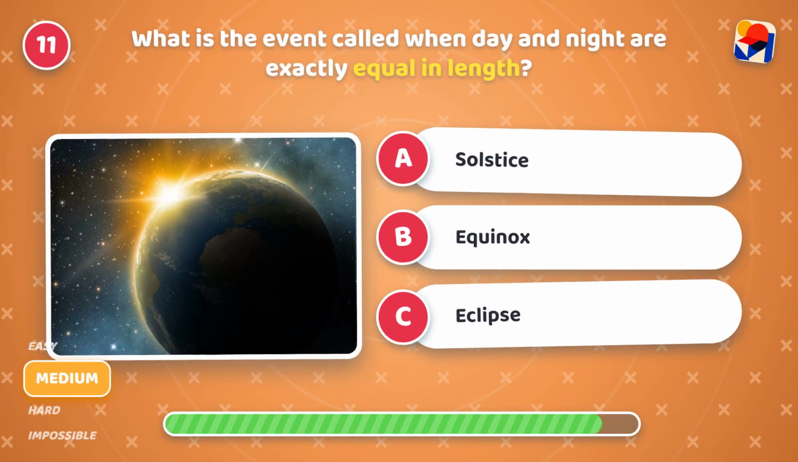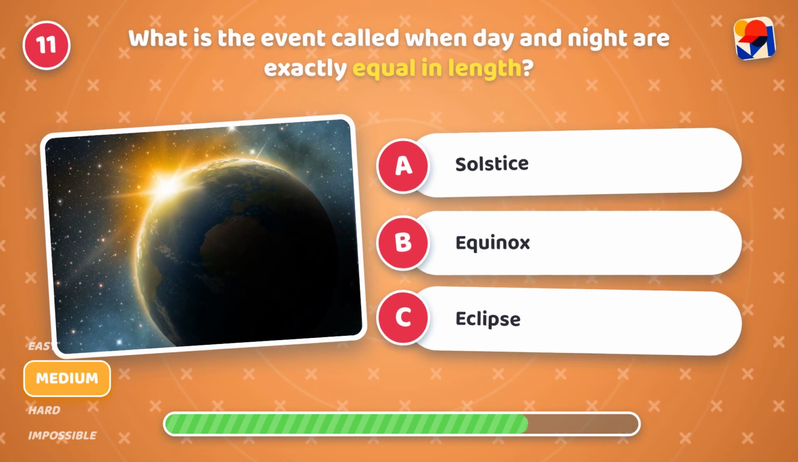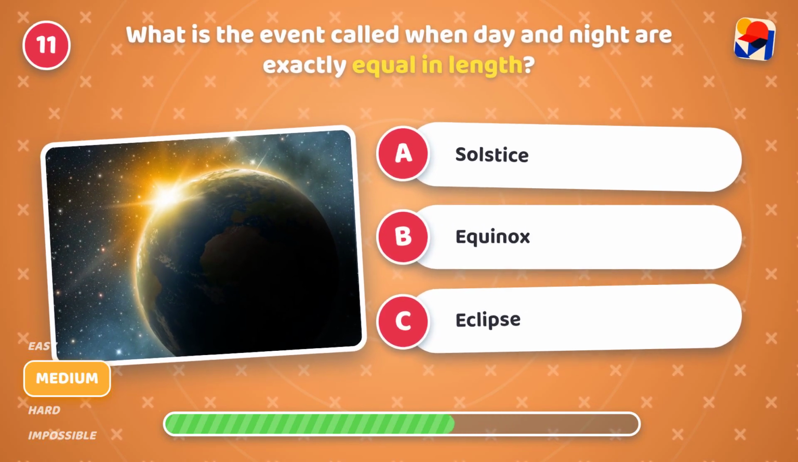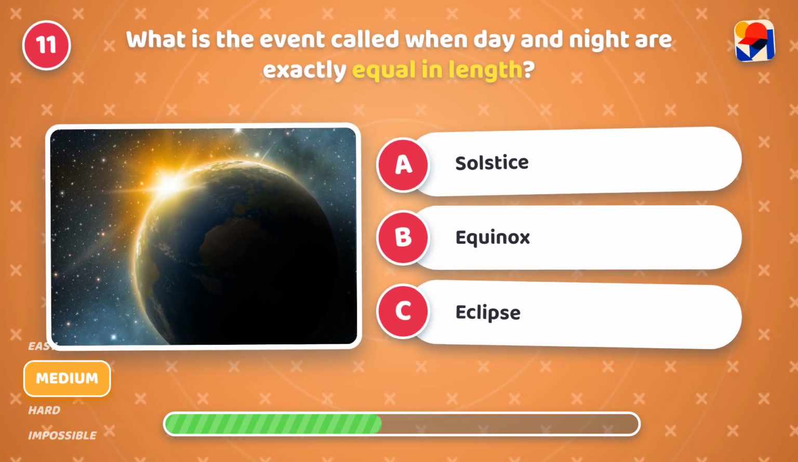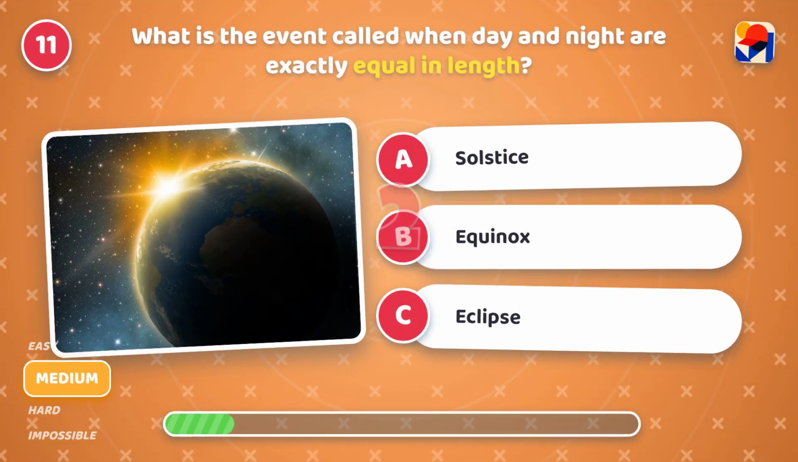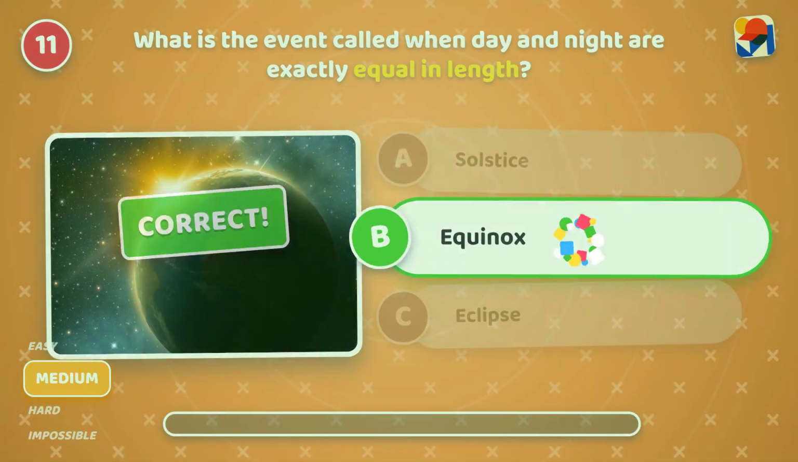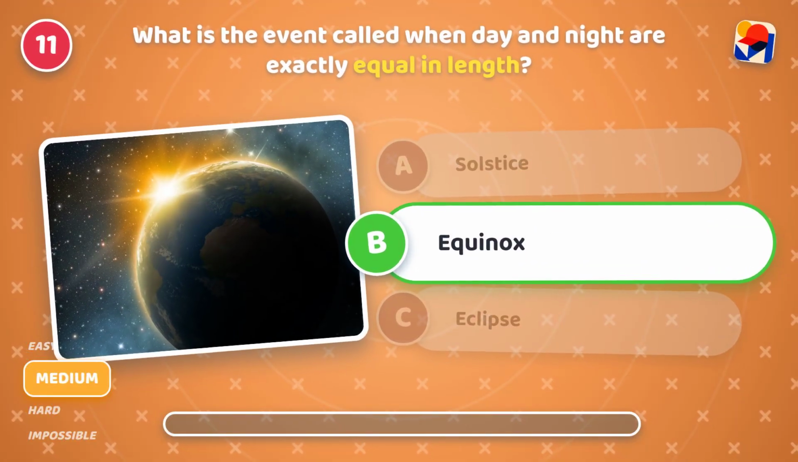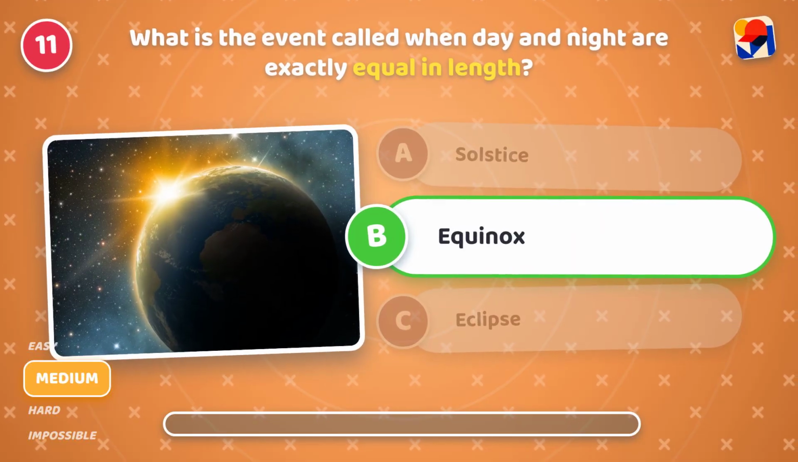What is the event called when day and night are exactly equal in length? Is it A, solstice, B, equinox, or C, eclipse? It's B, equinox. The sun shines directly over the equator.